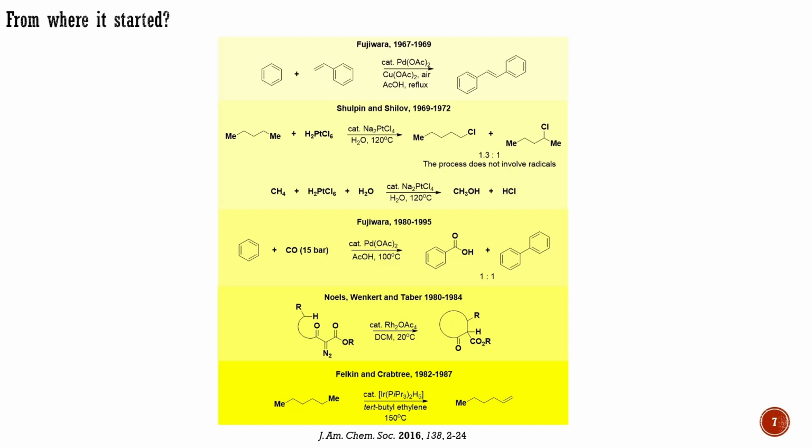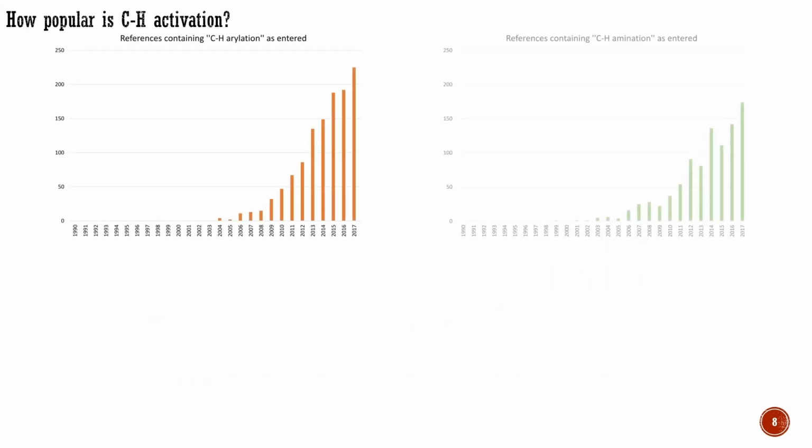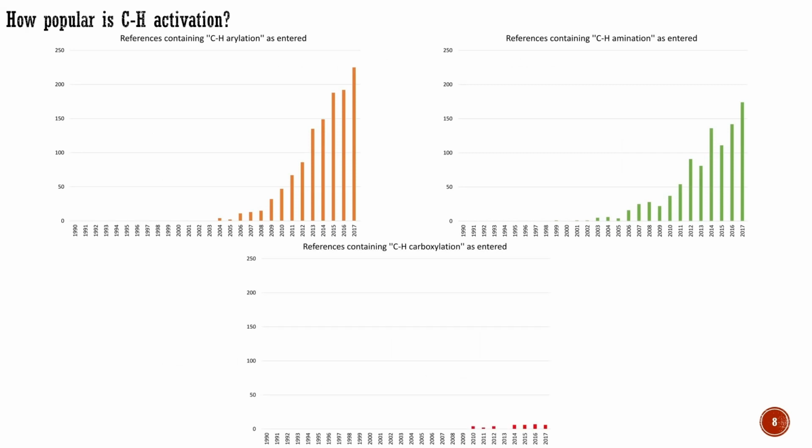Now, let's see how popular this topic is and why it became so popular. On this chart, one can observe the number of publications per year in the field of CH activation. The number of articles has been growing exponentially, especially within the last decade, crossing the threshold of 1,000 articles per year for 2016 and 2017. Some CH transformations are quite popular, while others are not. For instance, in 2017, the number of papers on CH arylation was almost 250.